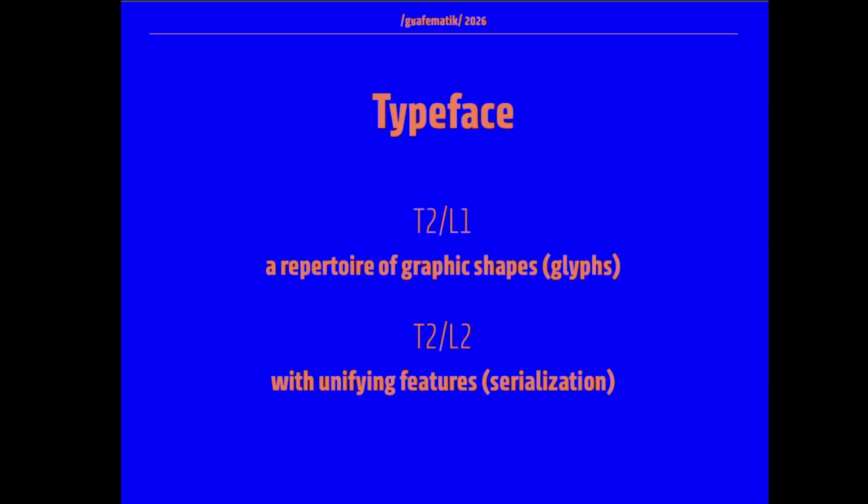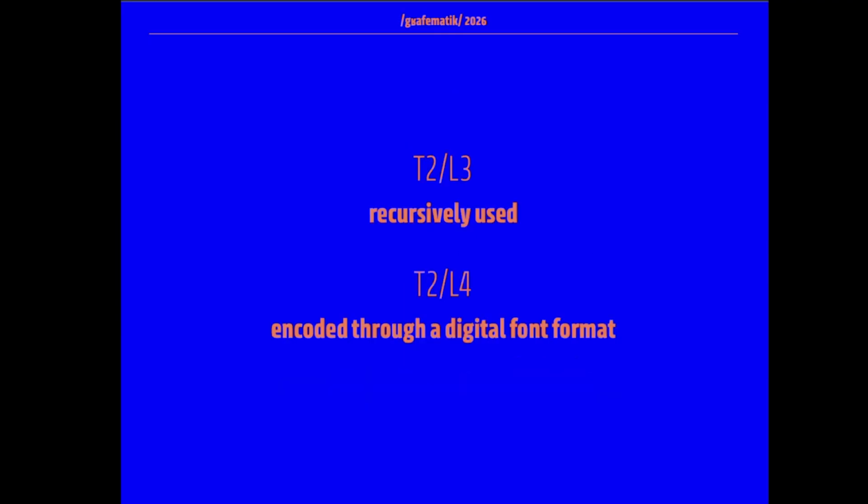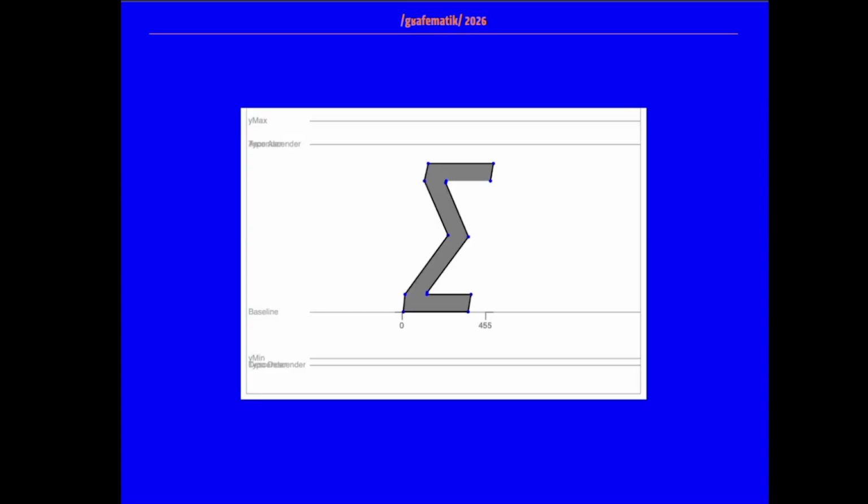Endowed with unifying design features, a phenomenon we call serialization, which are recursively used in text. So this is recursivity. And item 4, which are encoded through a digital font format. Here I could have mentioned other technologies, movable type, phototypesetting, etc. I chose to mention the last one.